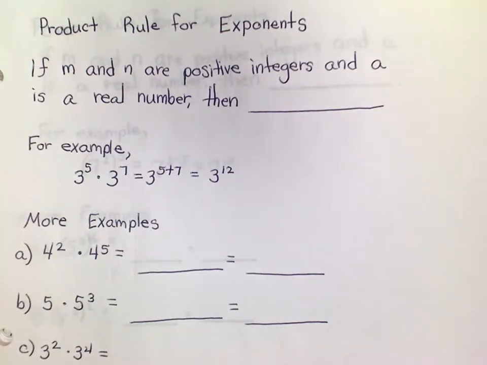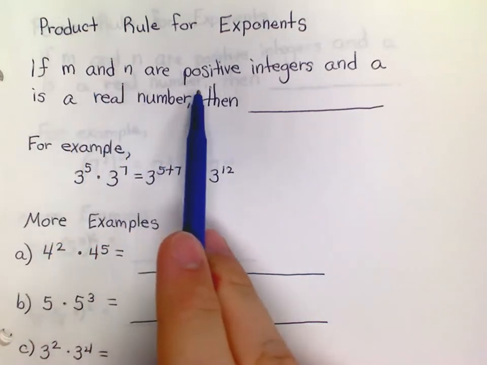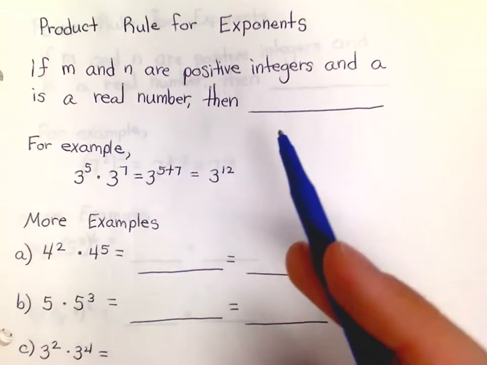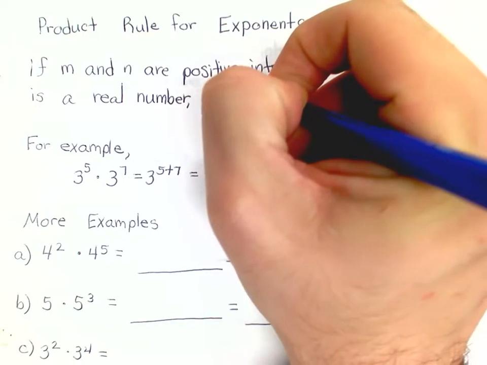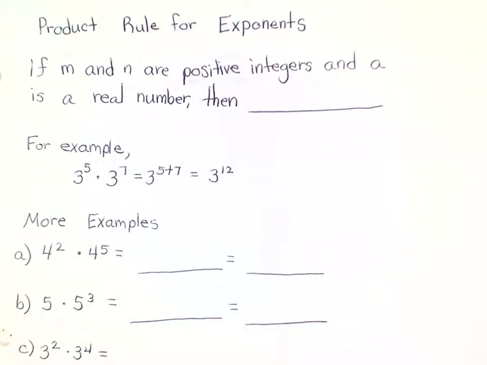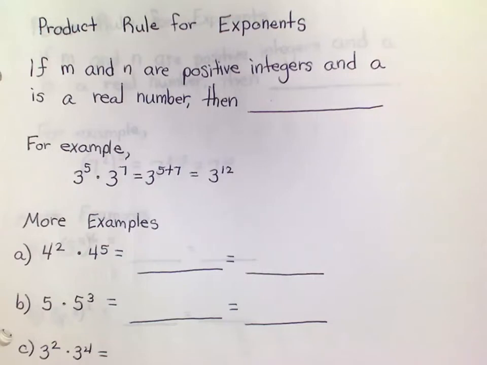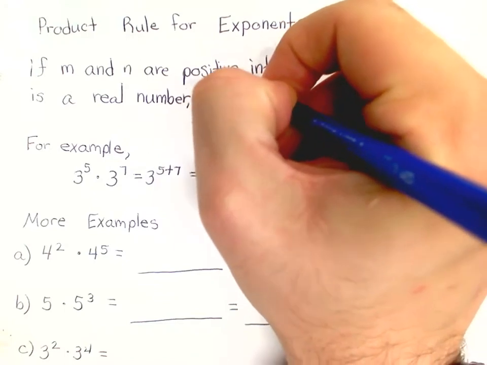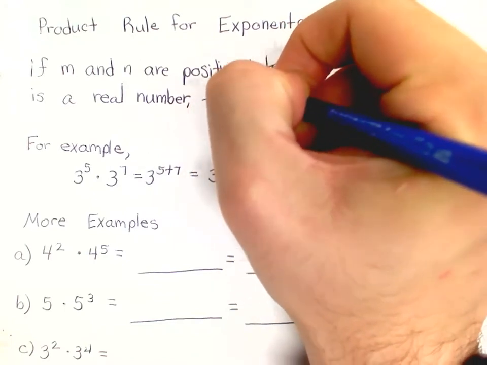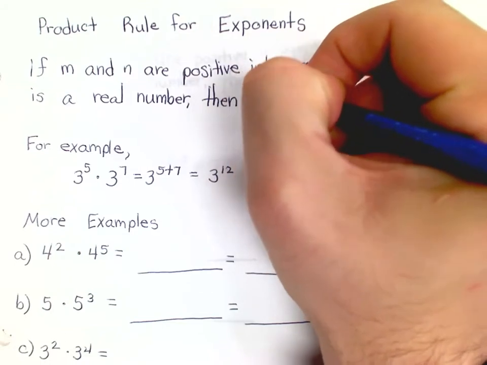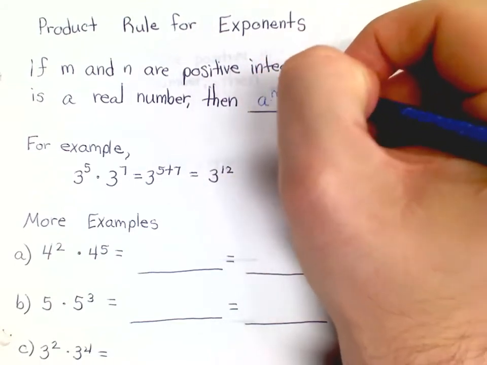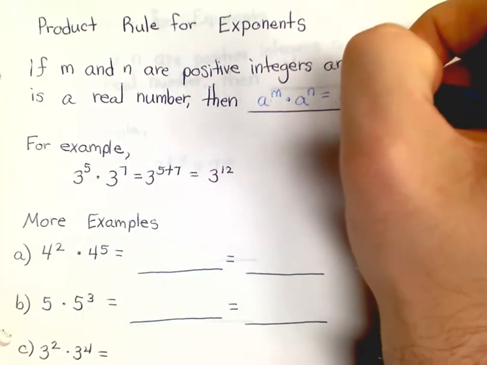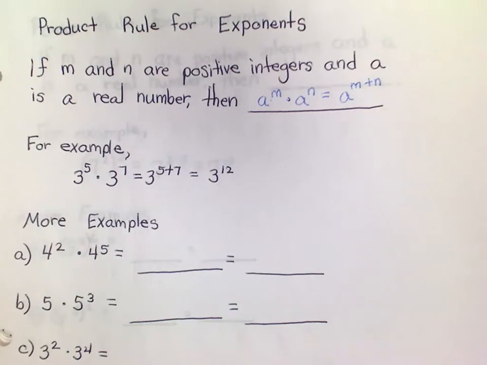Okay, for the product rule for exponents, if m and n are positive integers and a is a real number, then we're going to have a base with an exponent being multiplied by the same base with a different exponent. We're going to see what we can do. So a to the m power times a to the n power is equal to a with m plus n as the power. And that's how it looks generically.